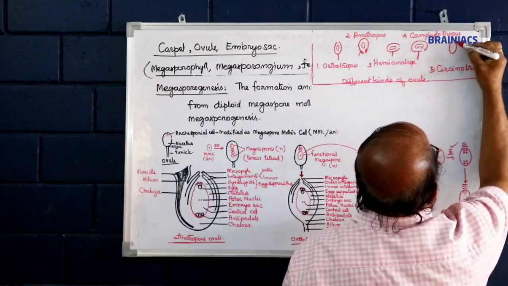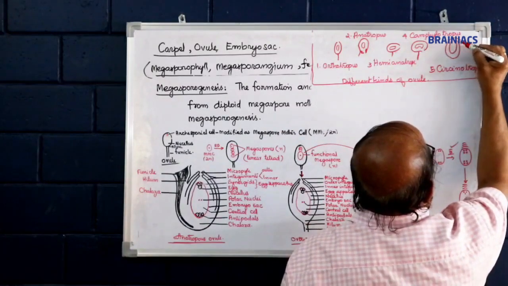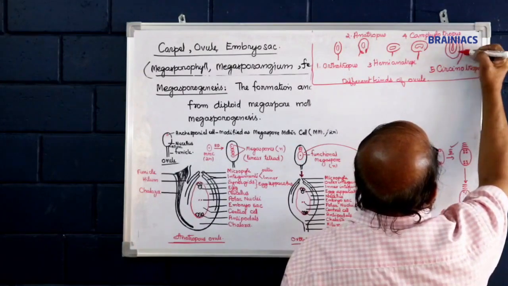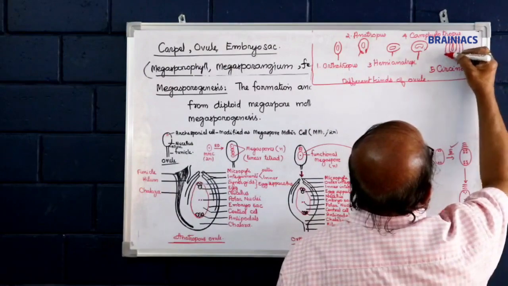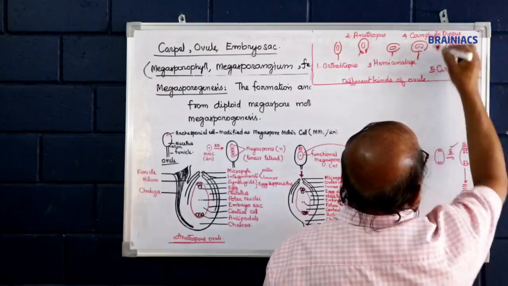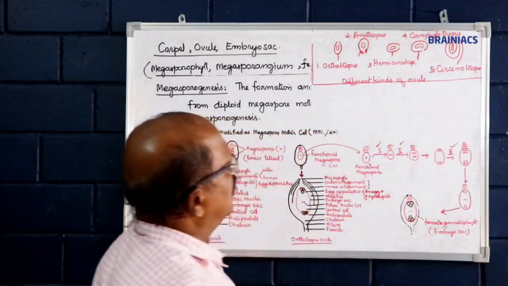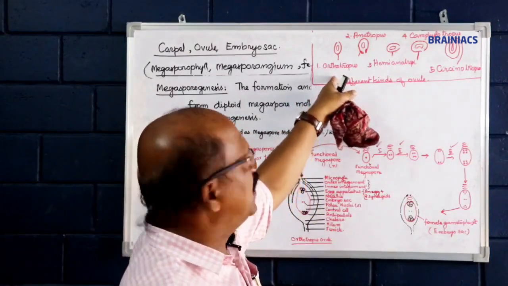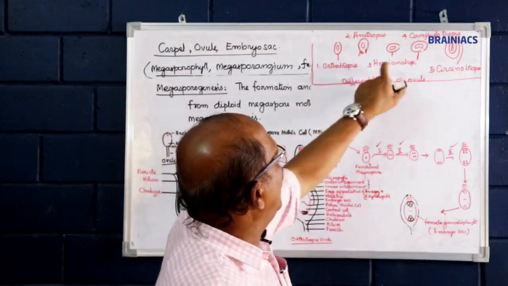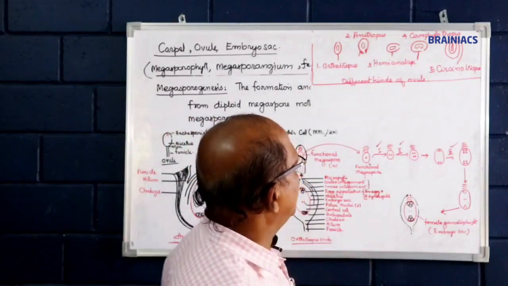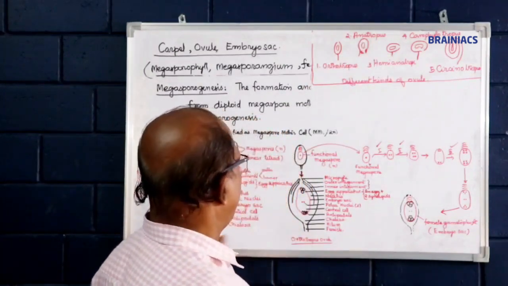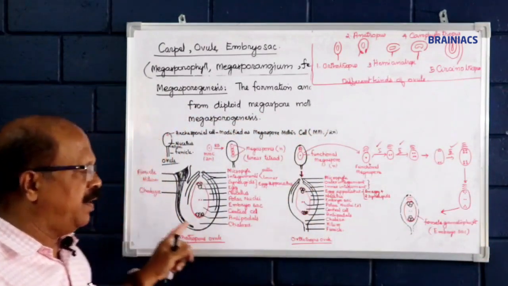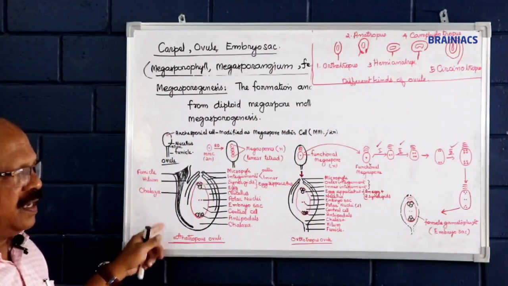The funicle is there, the opening is there, but a 360 degree curving is there. That is circinotropous. It is not needed for your examination, but to remember: orthotropous, anatropous. This is orthotropous, this is anatropous. Development is seen as orthotropous, and the final figure is given as anatropous.